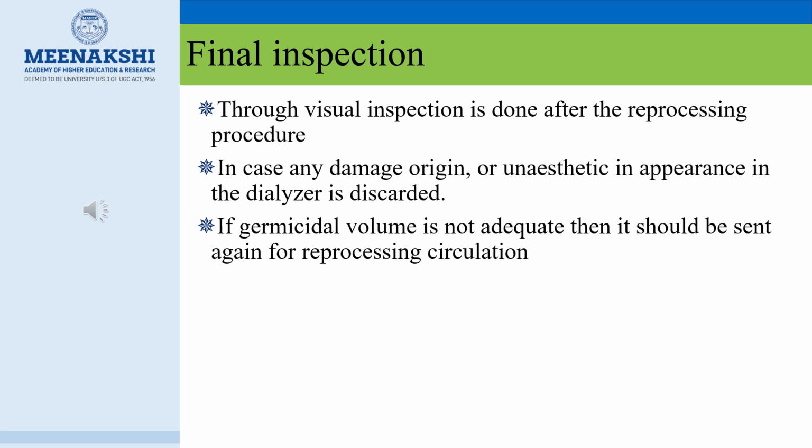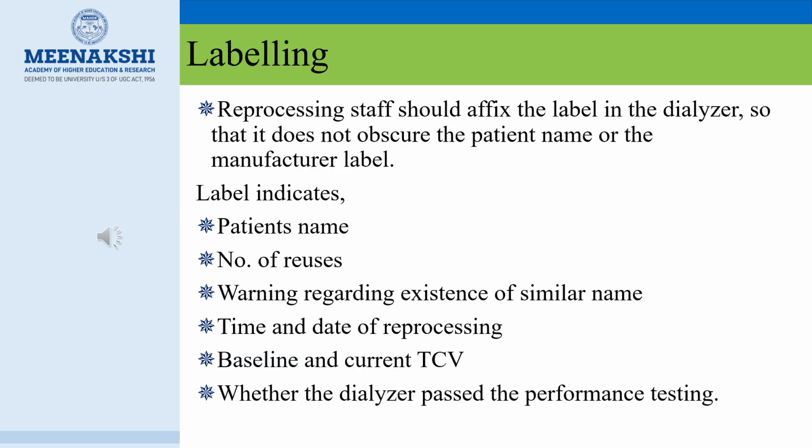Final inspection. Through visual inspection, if you find any discoloration or any damage in the dialyzer, then it should be discarded and not reused. Labeling. The reprocessing staff should affix the label on the dialyzer. The label indicates patient name, number of reuses, warning regarding existence of similar names, time and date of reprocessing, baseline and current total cell volume, and whether the dialyzer has passed the performance testing.